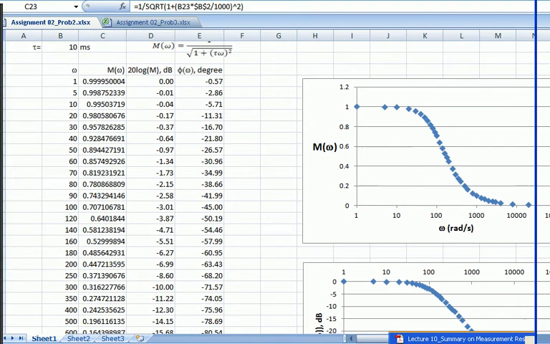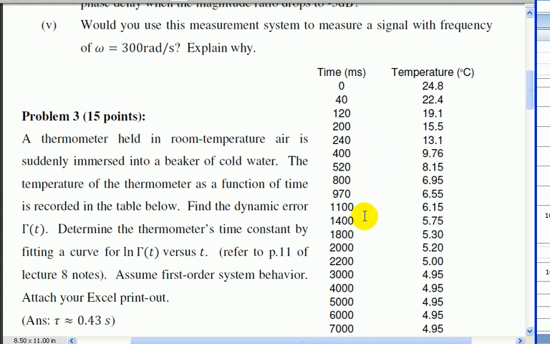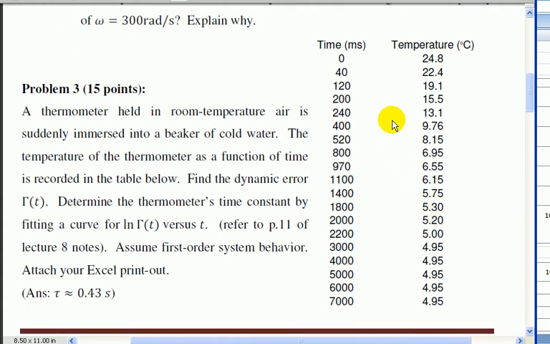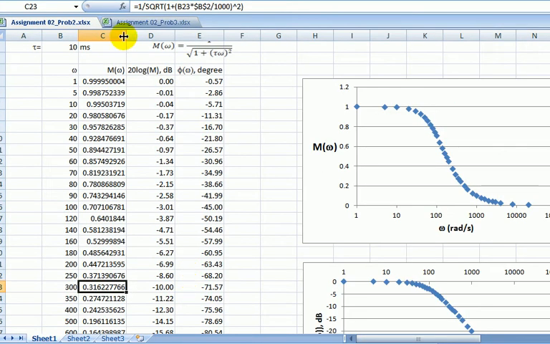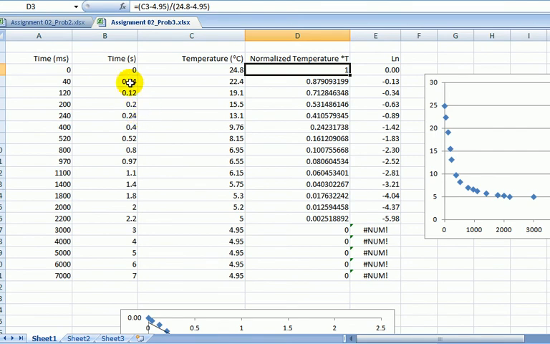So it's very simple. Third question: I give you those data here, and I also give you an Excel file with the data in it. We assume those data are obtained from a first order system, a temperature, and we want to know what's the time constant for this first order system. This question is essentially based on page 11 of lecture 8 notes. What we do is plot a curve between log gamma t and t, so we can estimate the time constant. If I go back to my Excel file here, this is the third question.